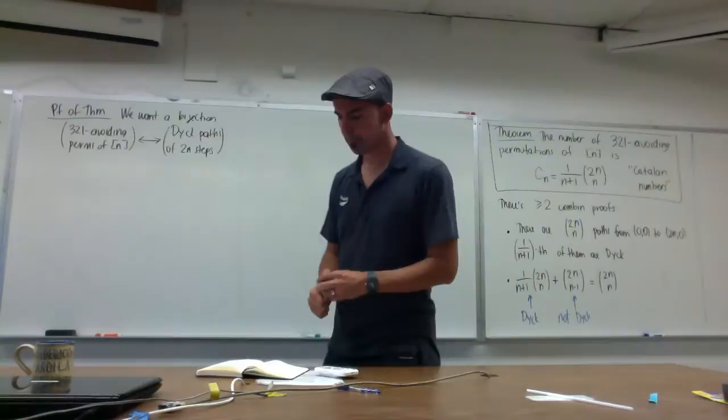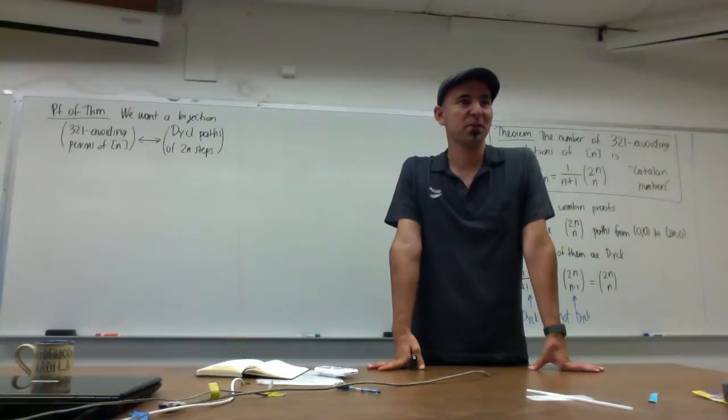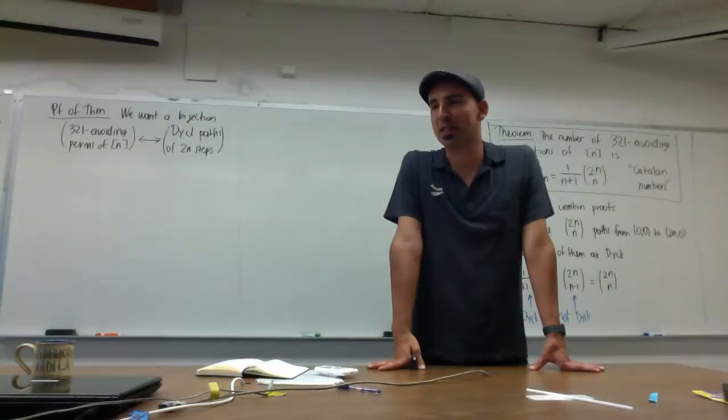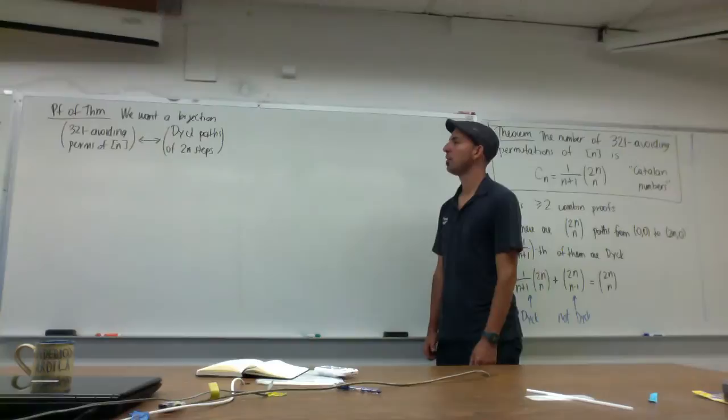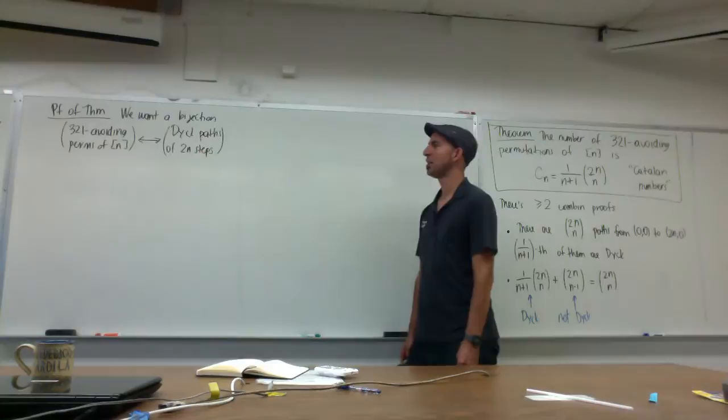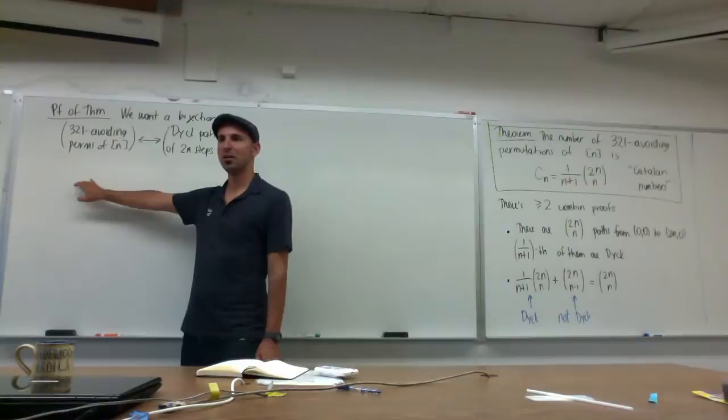Okay. Now, these bijections always have some ingredient of cleverness. You get better with bijections as you practice with them. But let's make some general comments about this before we start. One thing that's tricky about finding this bijection is that these things seem quite different from each other. Permutations are quite different from Dyck paths.